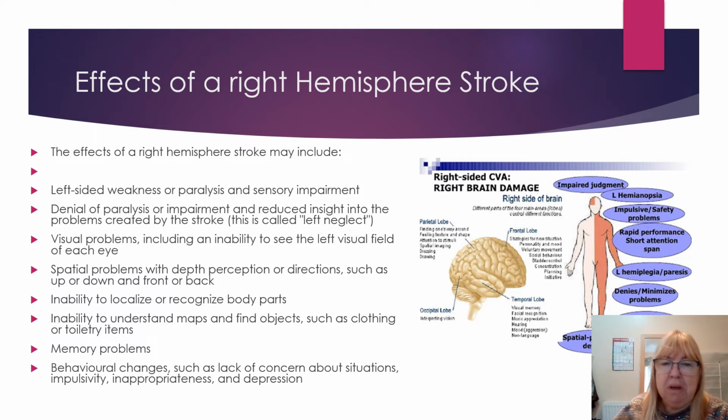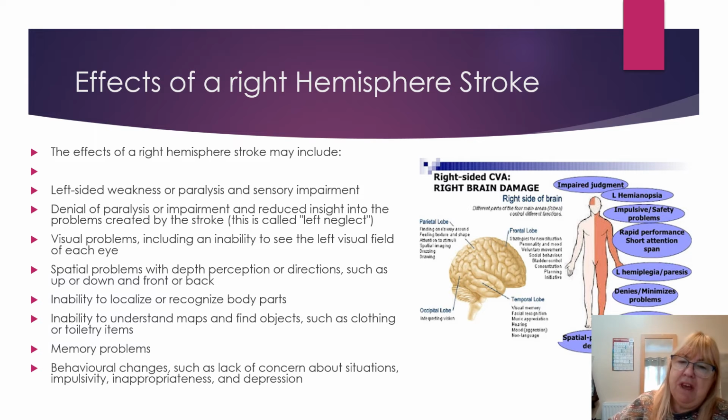So the sort of things you'd be looking for is either this left-sided weakness, like not being able to move their arm or their legs, or that can be completely heavy, completely weak, no strength at all, or it can be, you know, just reduced. Visual problems causing an inability to see the left visual side of each eye. Okay, so the eye actually is split up into 2 as well. So the right hemisphere stroke will affect the left side of both of your vision.